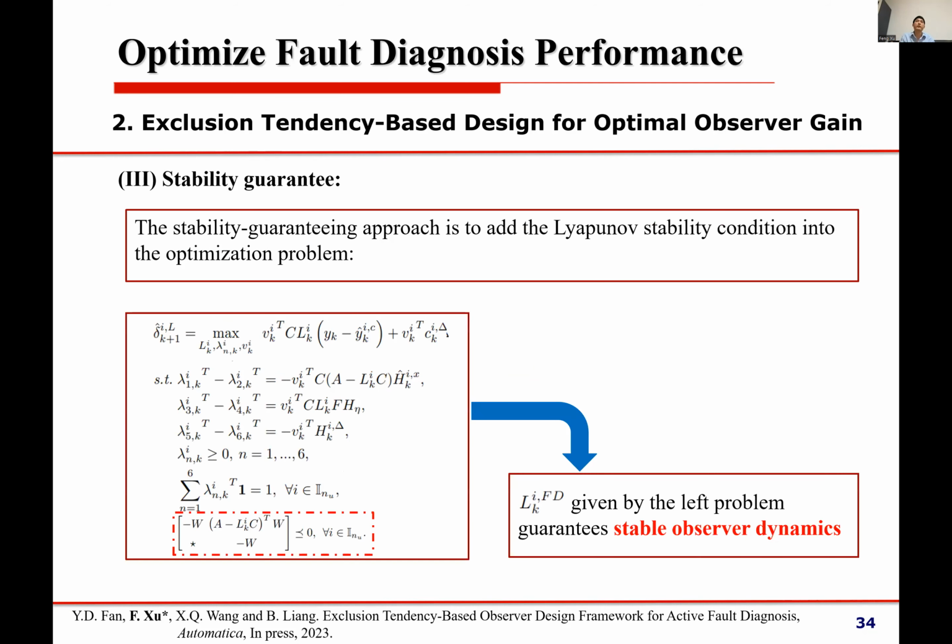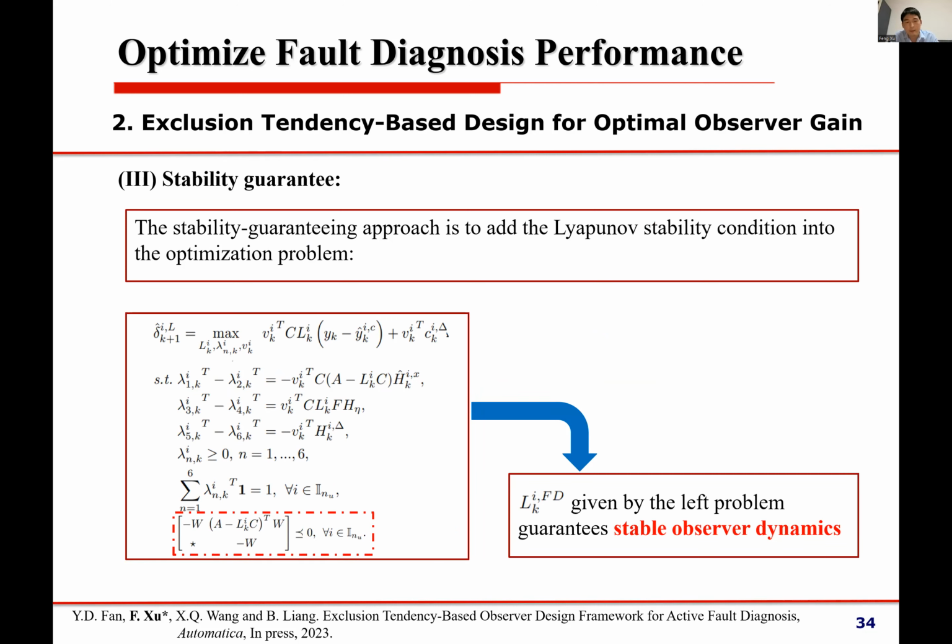The third way to improve the performance of observers. The idea is to guarantee stability. The direct way to design observer gains that guarantee stability is to add a constraint into our original optimization program. Then we solve the program, we can obtain observer gains that can guarantee stability. Here is the optimization program.